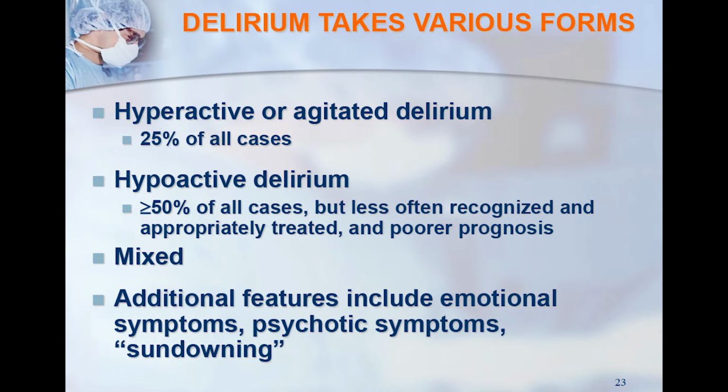With hyperactive delirium patients, the IV line comes out, they are yelling and screaming, and the medication often comes a little too late. It is important to recognize the hypoactive type, which is more than 50% of the cases. Those are usually less recognized.